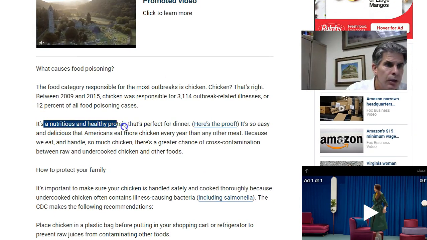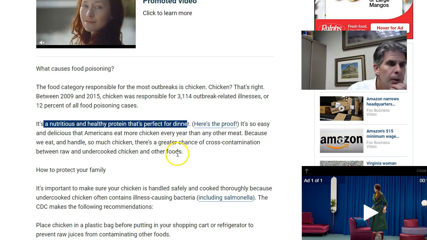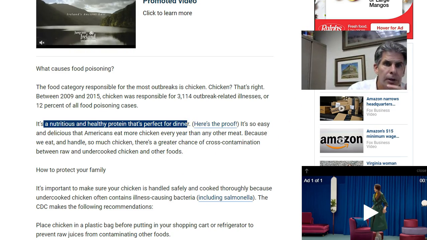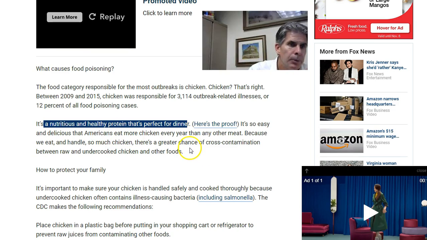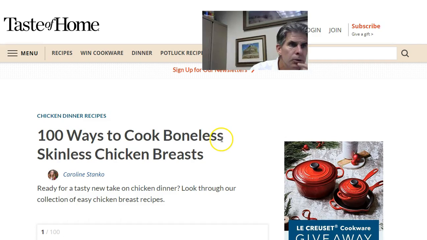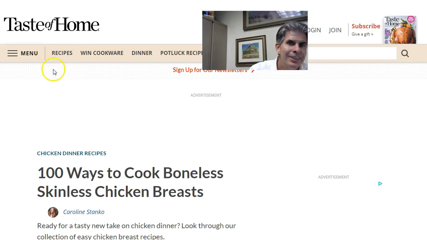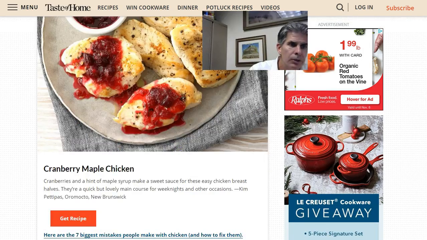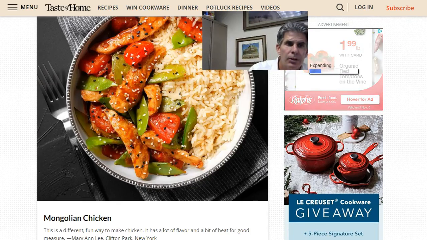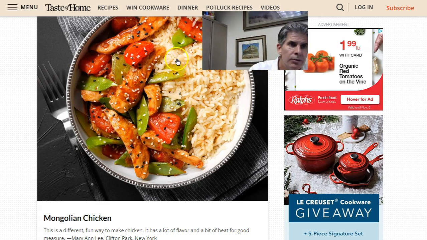But notice what they do. It's a nutritious and healthy protein that's perfect for dinner. That's actually somewhat sketchy, that claim. But that's okay. People can disagree on that. But notice when they say, here's the proof, what is it? They actually send you to Taste of Home. That's a sister publication of Fox News. They own this publication. So they're basically just pushing more ads, and they're sending you to a bunch of recipes. That's not scientific proof.